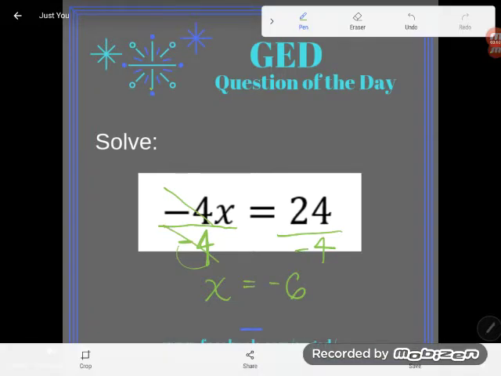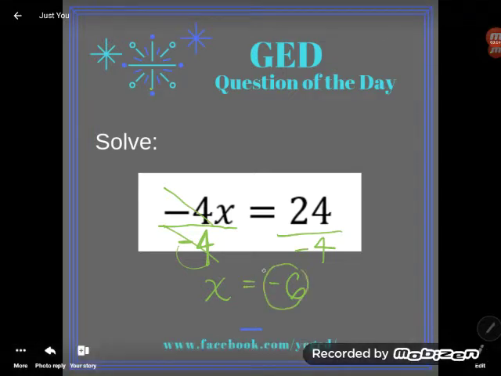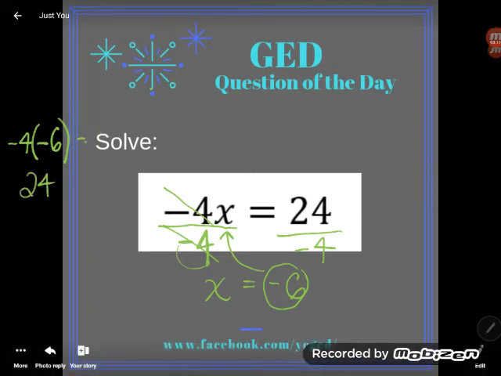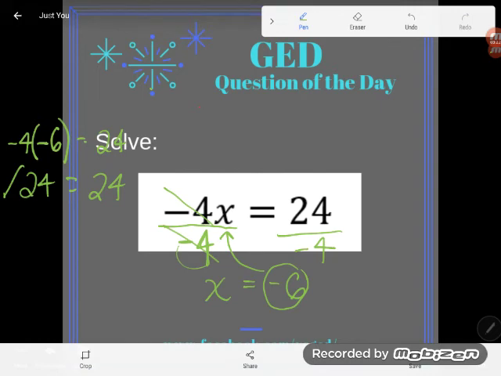Now, once again, if you were feeling like, Kate, I don't trust you, you could plug that answer you got, -6, back in for x and see if you really did get 24. Let's see. Well, -4 times -6, a negative times a negative is a positive, and 4 times 6 is 24. And take a look at that. 24 is equal to 24. The two sides check, boom. This is a correct answer. And so the solution to this is x equals -6.